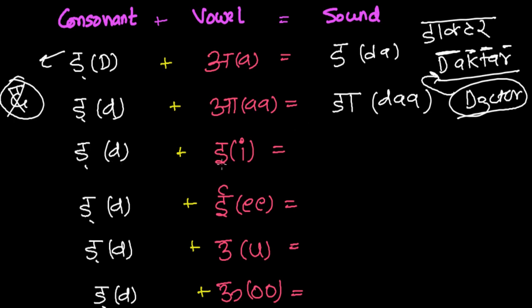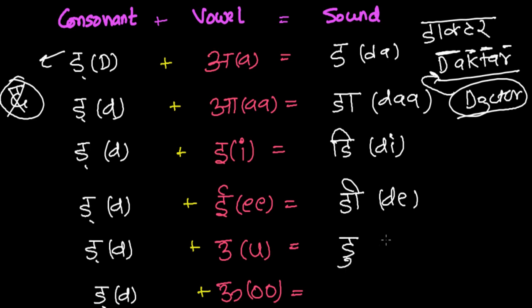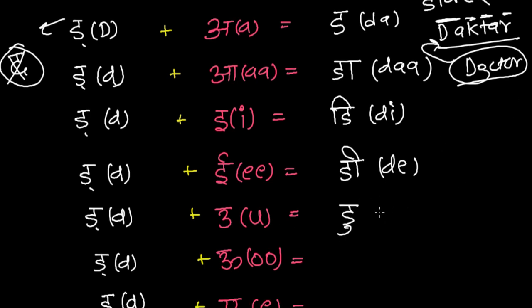So da plus e, di. All right, it's d-i, di. Now d plus ee, it's a linear one, so dee. And then d plus u, du. All right, da and du, it's a shorter one, du. D plus oo, doo.